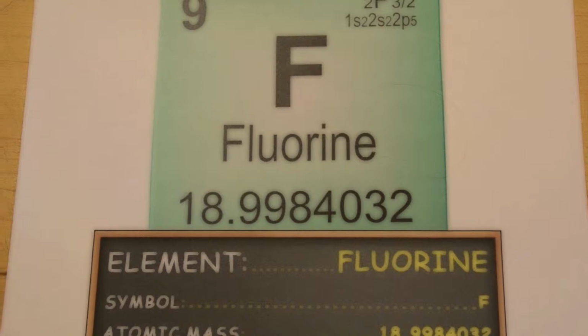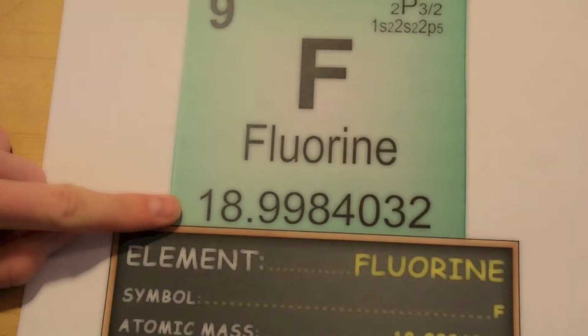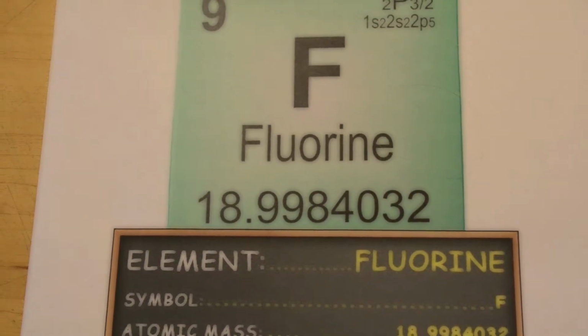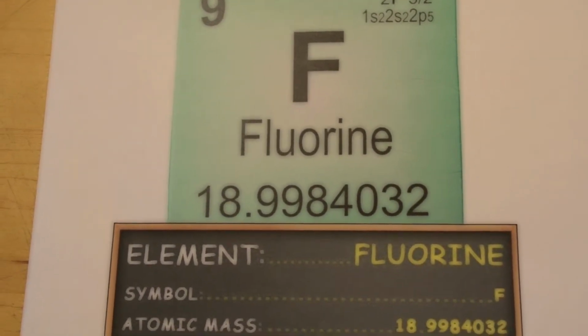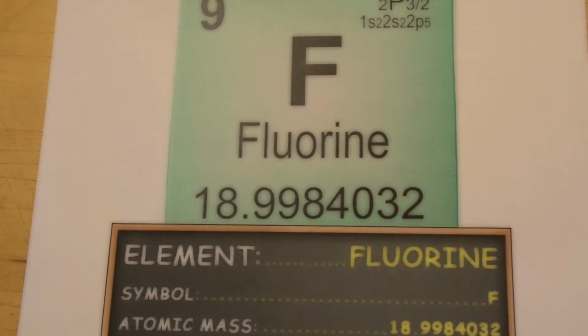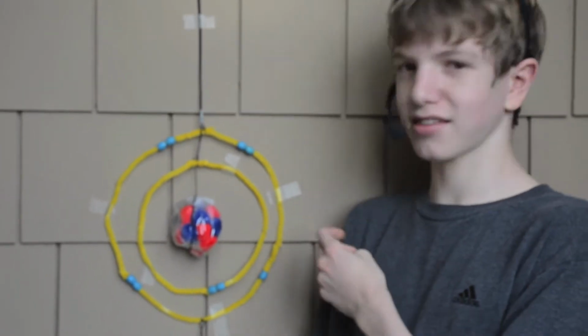The atomic mass of fluorine is 18.9984032, which is just short of 19. So why is it different? Because the atomic mass is the average mass number of all the isotopes in that element. The total number of electrons in fluorine is 9, which is the same number of protons.